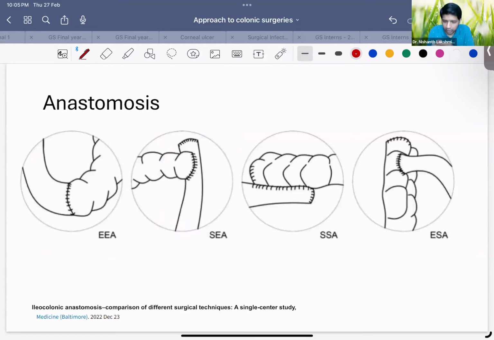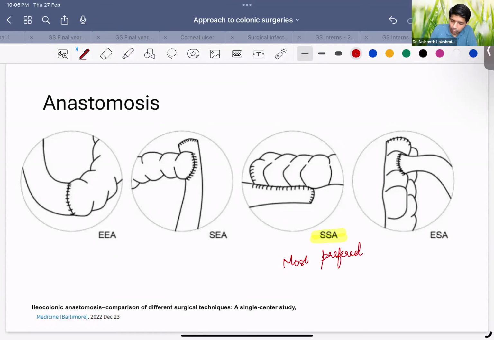Coming to the type of anastomosis, it can either be end to end, side of the ileum to end of the colon, side of ileum to side of colon, or side of colon and end of ileum. So end to side anastomosis. Of these, the most preferred is the side to side.